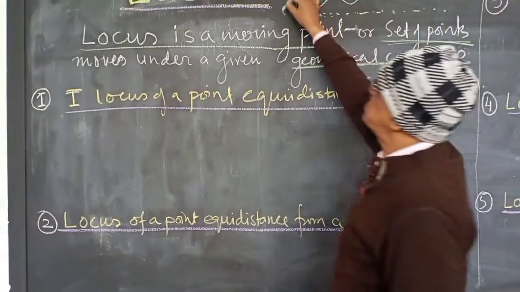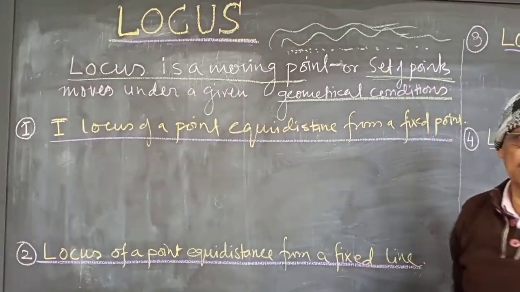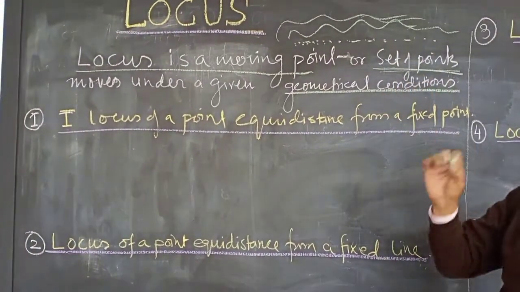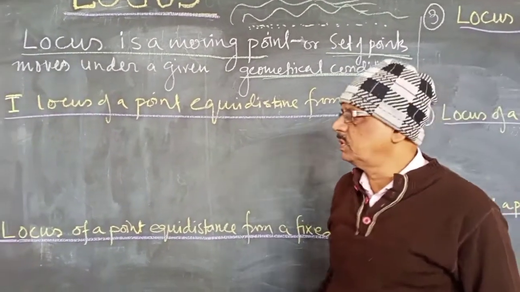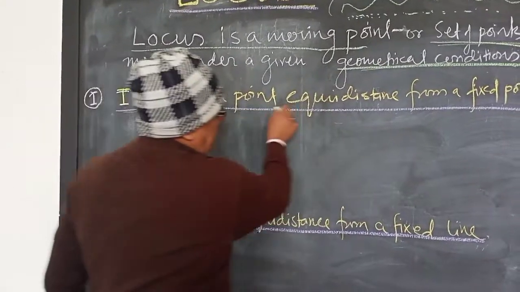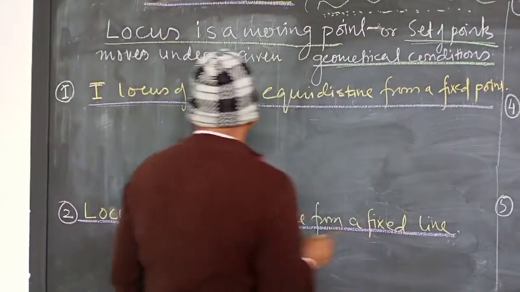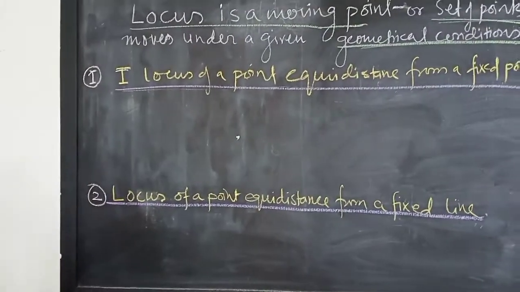If a point moves, a different unwanted curve is coming. But if a point moves with a certain geometrical condition, then a definite curve will come. For example, first one, see: locus of a point equidistant from a fixed point. This is the fixed point.